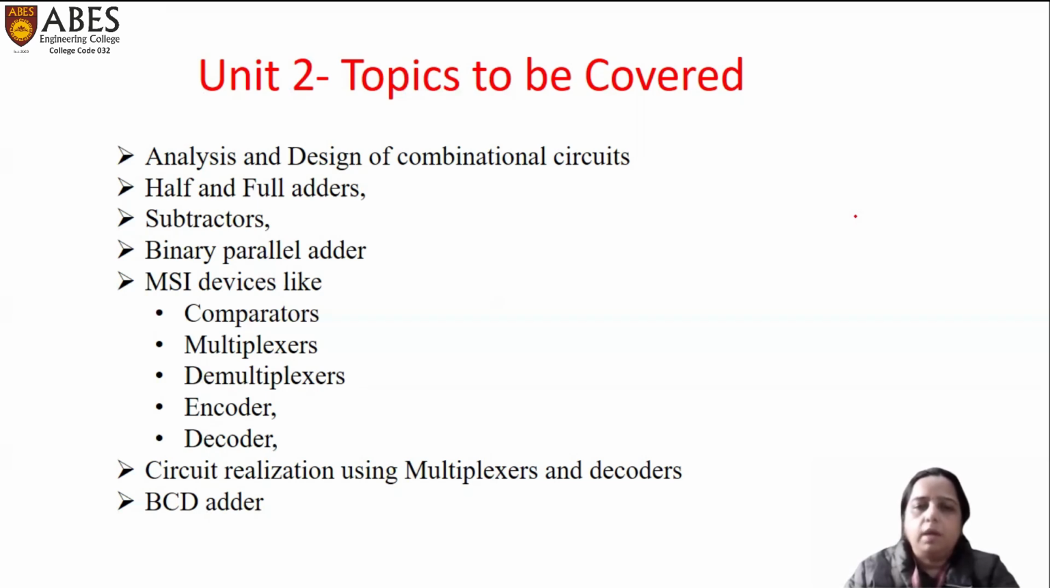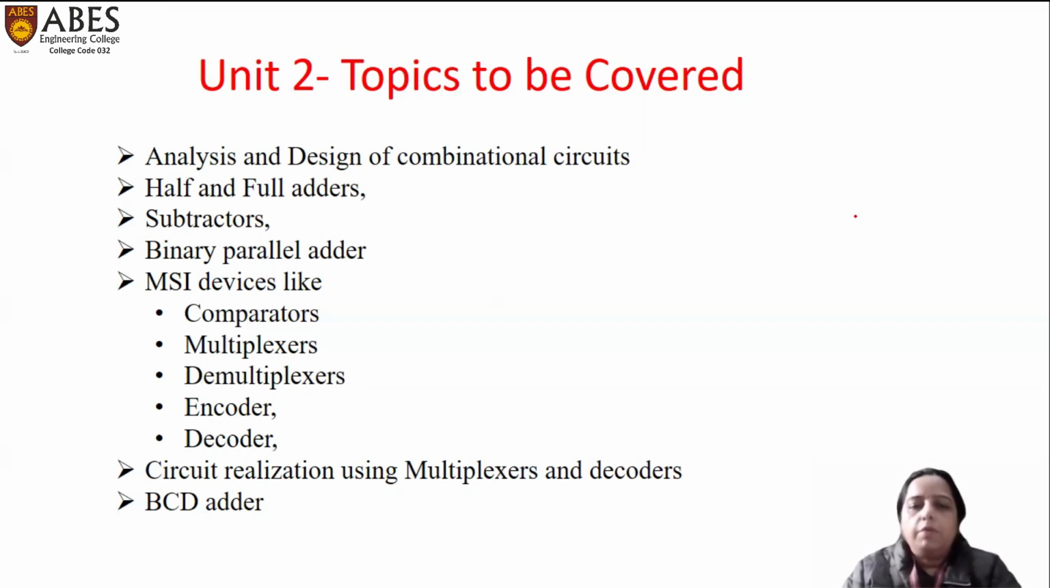Comparators compare numbers, 2-bit numbers, 4-bit numbers, 1-bit numbers, and they are also called magnitude comparators. Then we would be discussing multiplexers and demultiplexers. Then after that, we would be discussing encoder and decoder.